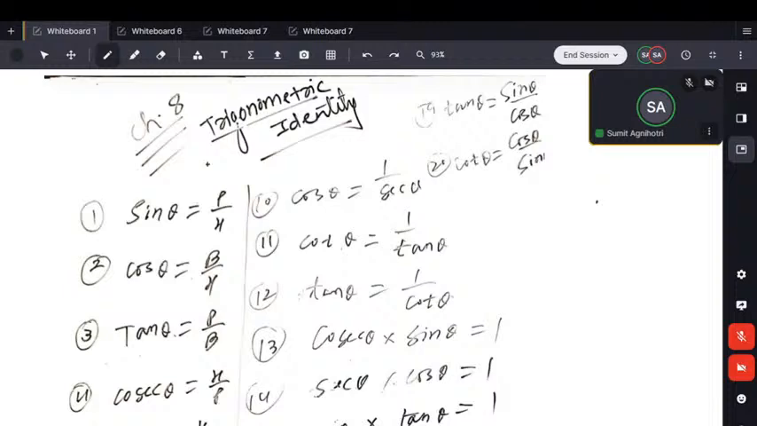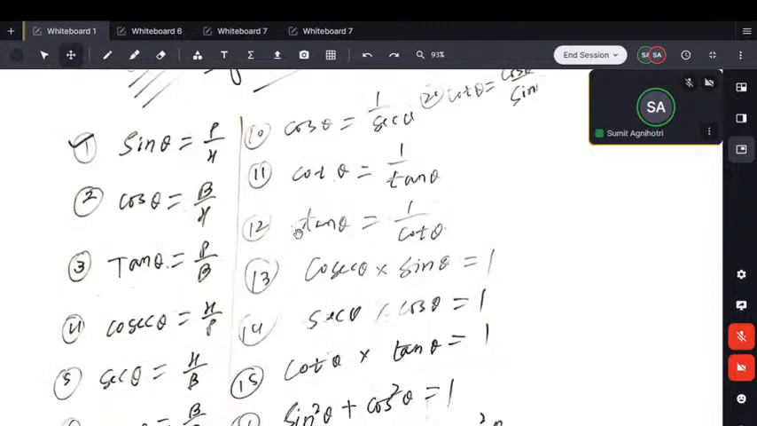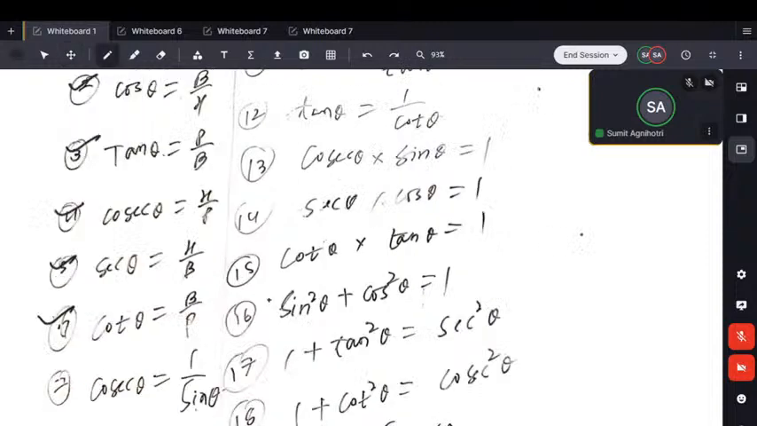Cos theta is base over hypotenuse, tan theta is perpendicular over base. Just review all these identities quickly. Basically we are going to solve questions today. Then cos theta is b over h, tan is p over b, cosec is simply the reciprocal of sine, that is h over p, sec is simply h over b, and similarly cot is the reciprocal of tan, that is b over p.